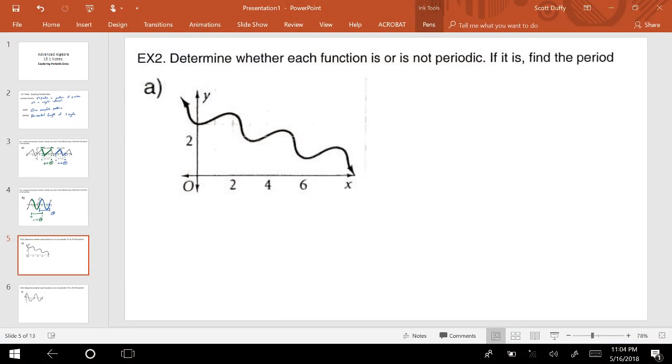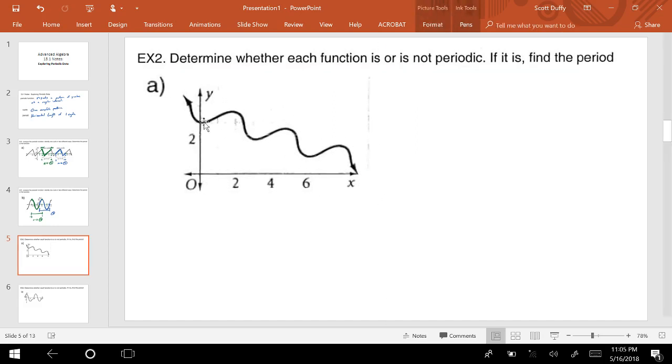Determine whether each function is or is not periodic, and if it is, find the period. Does this go through the same exact y values every single time? No. It gets lower and lower and lower. They have to be the exact same. So as it goes down, no. If it had stayed like this, that would be periodic, because it goes through the same values. So that's a big no.